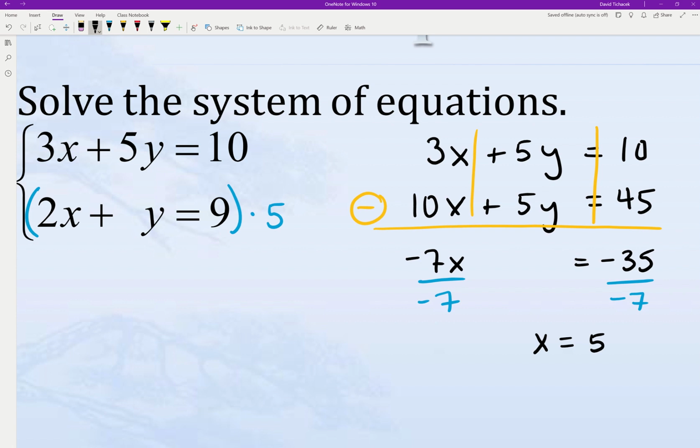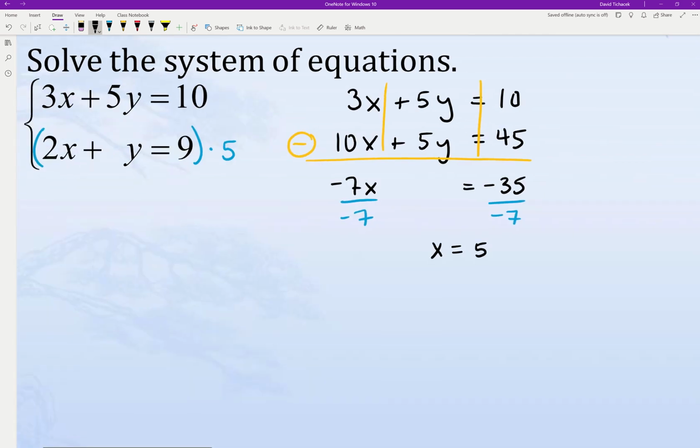You don't always have to multiply and then add. You can multiply times something and then subtract. The goal is to eliminate one of the columns, so whatever's necessary for doing that is what you're going to have to do. And then finally, again, we need to solve for that other variable.